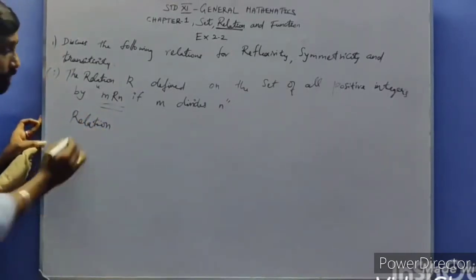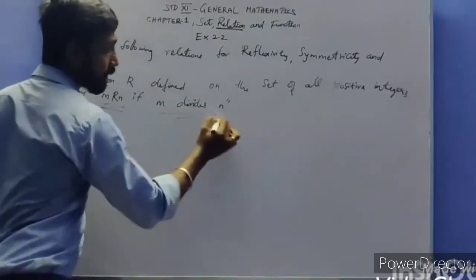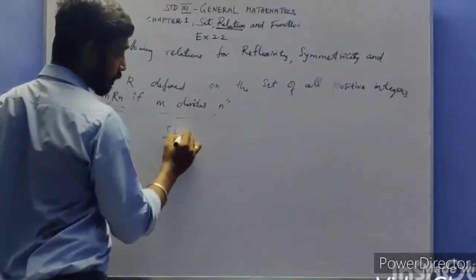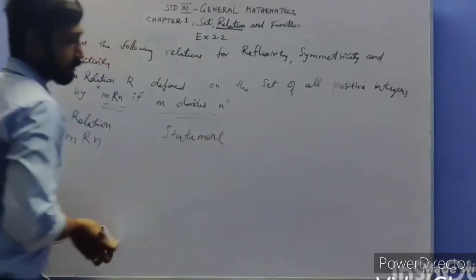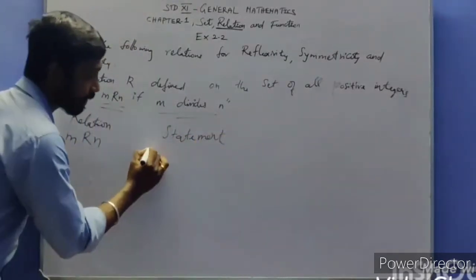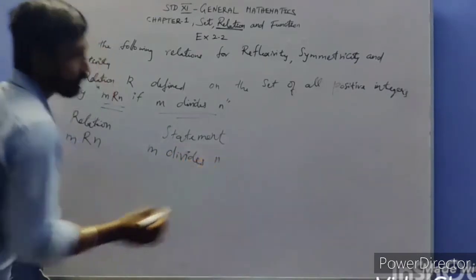What is the relation they have given here? M is related to n. This one is a statement. In all sums you have to take the given data like this. What is the statement given here? M divides n. So listen.